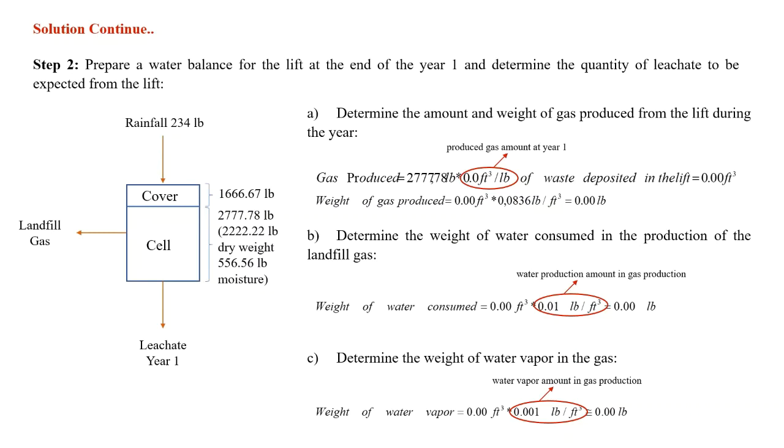And firstly, we should estimate the amount or weight of gas produced from the lift 1 during the year by multiplying the solid waste weight with the relevant ratio given in the question. Since this value is specified as 0 in the question, we end up with no gas produced at the end of the year 1. And therefore, water consumption to produce gas and the amount of water vapor found in the gas are equal to 0 because there is no gas in the lift 1 at the end of the year 1.